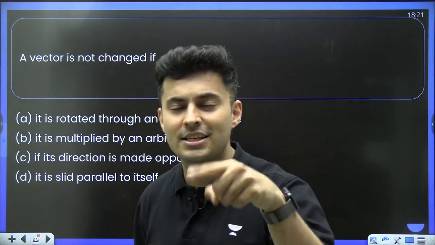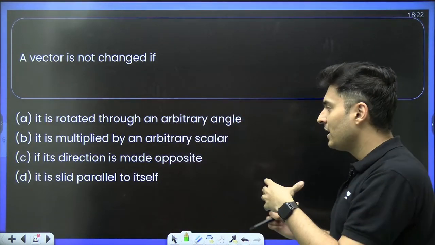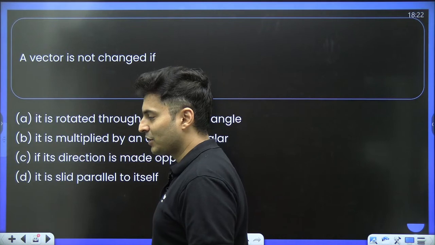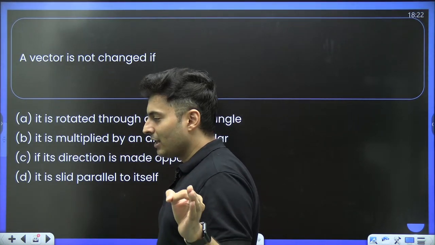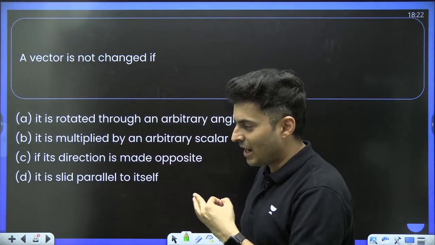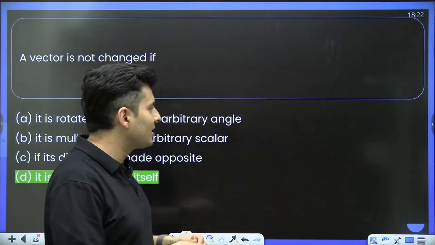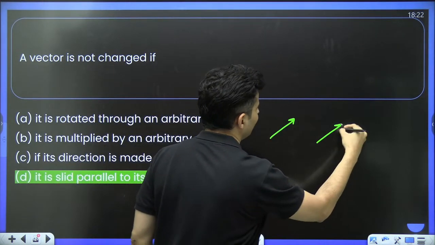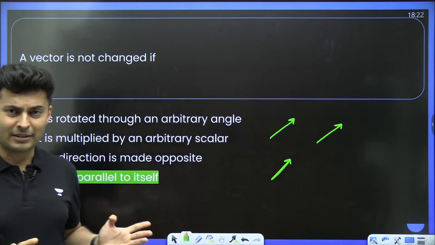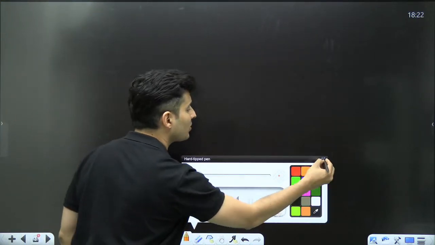A vector is not changed if, come on my dear students, a vector is not changed if it is rotated, multiplied, direction is made opposite, or it is slid parallel to itself. What do you think? Option D again. Very good. It is slid parallel to itself. It will not change. I take a vector and I just put it here. Direction is the same, magnitude is the same. Whether I slide it here and keep it, all these are the same vectors. In fact, that brings me to the point, the different properties and the types of vector.